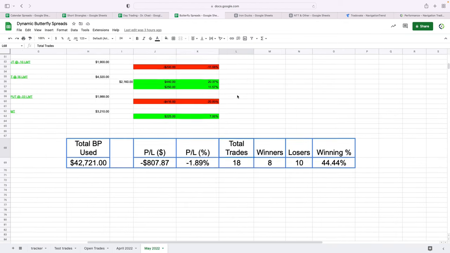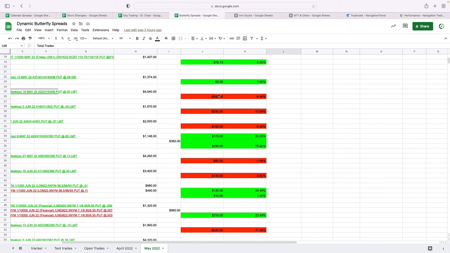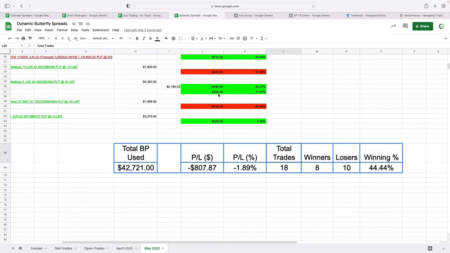Butterfly spreads, a couple of different butterfly spread strategies. You can see we had quite a few trades here, 18 total trades, slightly in the red. Obviously the market was in a massive downturn, so that hurt us, even though we do have a huge buffer to the downside. Some of them we got blown out on, so minus $807 on there. But from a percentage standpoint, less than a 2% loss on those.